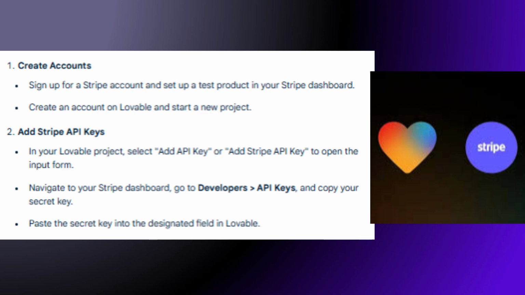Number 2. Add Stripe API keys. In your Lovable project, select Add API key or Add Stripe API key to open the input form. Navigate to your Stripe dashboard, go to Developers, API keys, and copy your secret key. Paste the secret key into the designated field in Lovable.